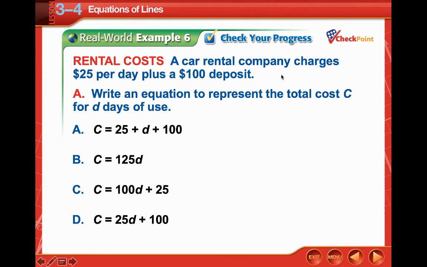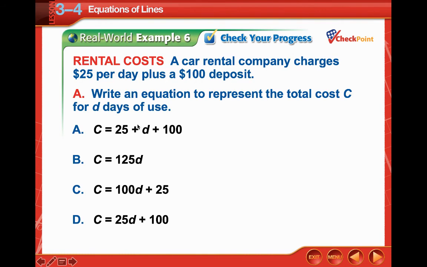Okay, a car rental company charges $25 per day plus a $100 deposit. Write an equation to represent the total cost C for D days of use. Okay, so it's going to cost a $100 deposit no matter what. So C is the total cost, so it's going to be C equals something. And it's at least going to be $100, so we're going to add 100 to anything.